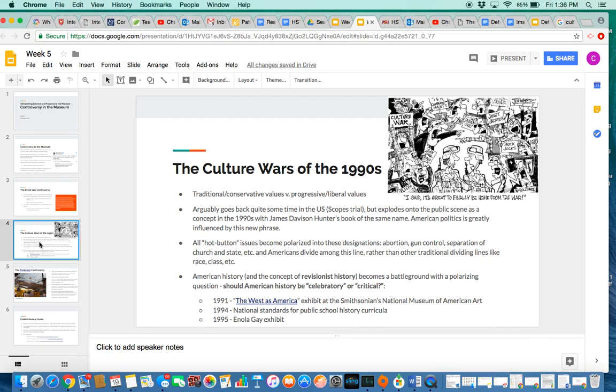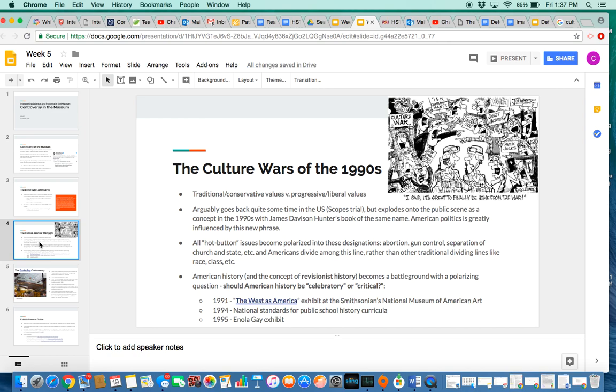But some of the exhibits that the Smithsonian puts on at this time, as well as changing curriculum in public education, creates a situation where conservative politicians are going to present new interpretations of history as revisionist history. And this becomes essentially a battleground for what the United States is all about and whether we should celebrate American history or be critical of American history. Again, it's a very oversimplified debate because it's saying either you have to completely celebrate American history or you have to be completely critical of American history with no nuance in between.